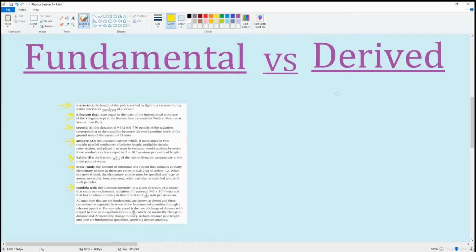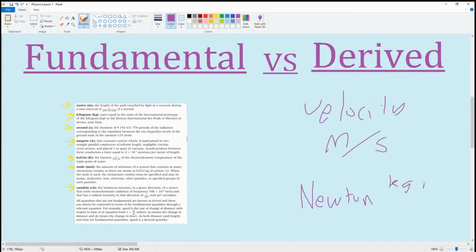In the meantime, we also have derived units. These are units which don't exist in nature by themselves, but they exist from an interaction of two or more of these earlier units. For example, we have velocity, which is nothing but meters per second. Or there's the unit of force, newtons, which is nothing but kilograms times meters per second squared.